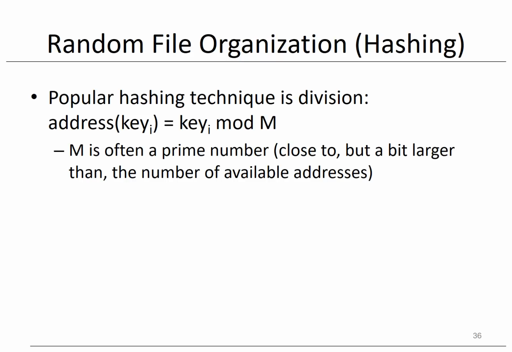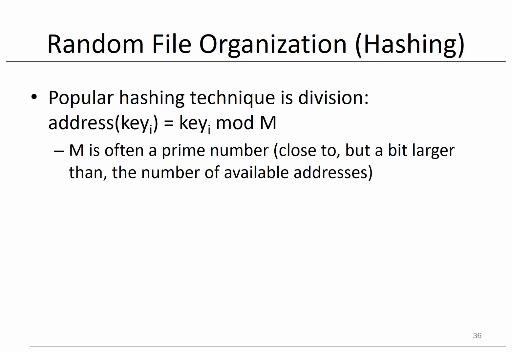Division is one of the simplest hashing techniques, yet in most circumstances it performs remarkably well. With the division technique, the numerical form of the key is divided by a positive integer m. The remainder of the division becomes the record address. In other words, address of key i equals key i mod m. Note that the mathematical operator that takes the remainder after a division is called the modulo, abbreviated as mod.